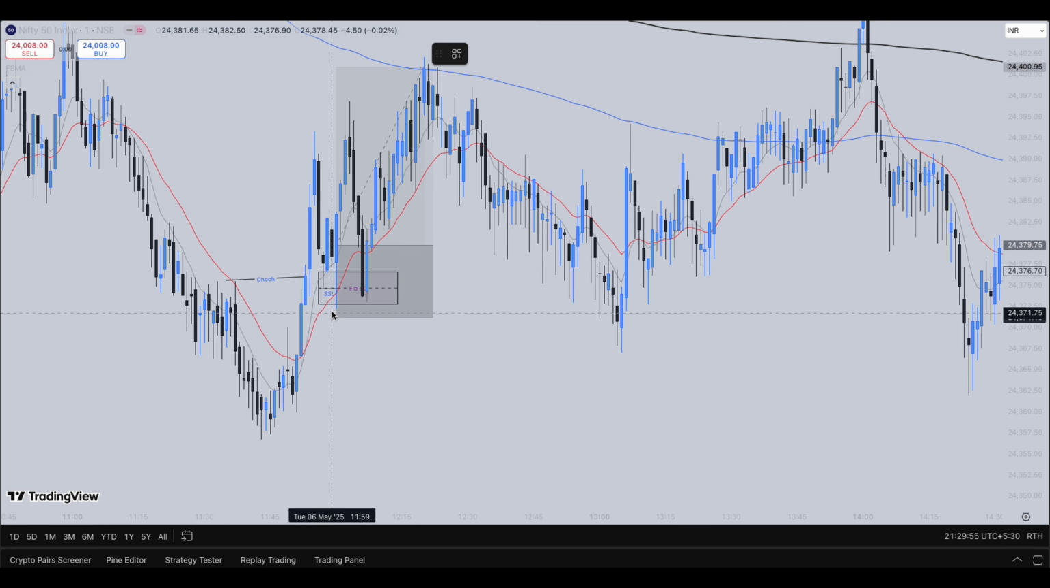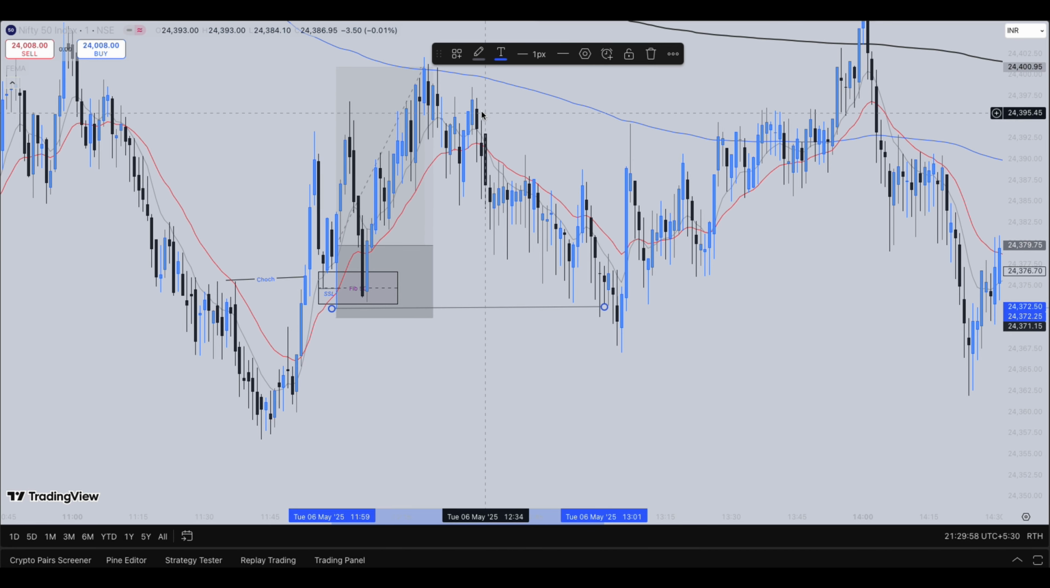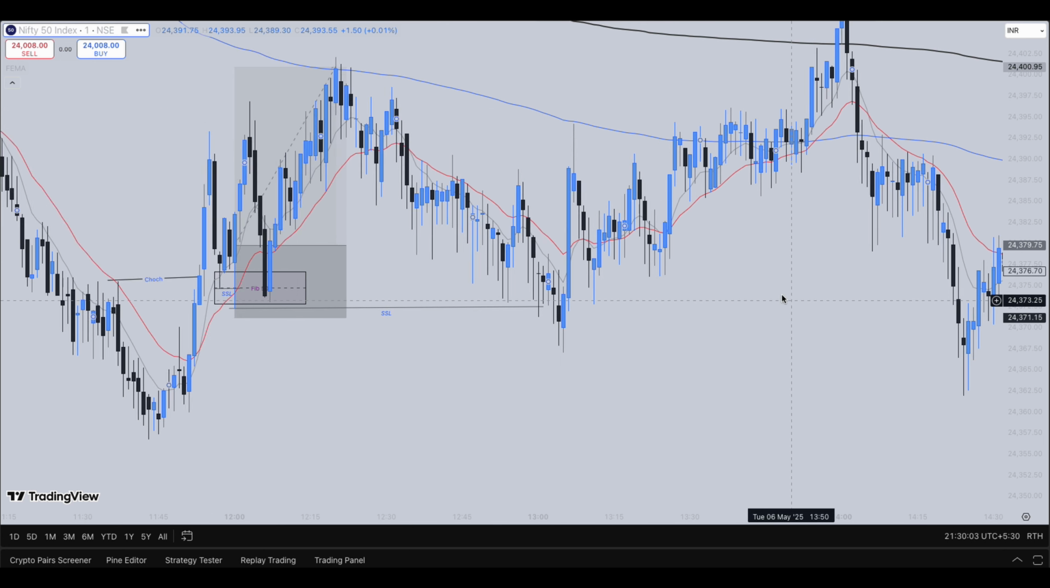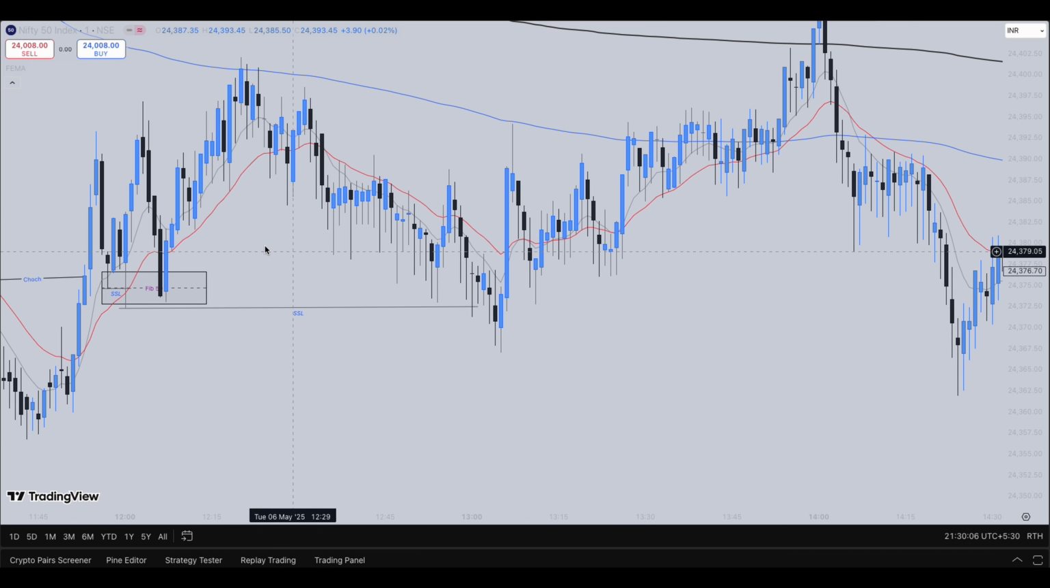And what you can see here is that there is an equal low liquidity over here. Again, the market swept the sell side liquidity and closed within this range, guys. I think this was not the perfect entry for you.